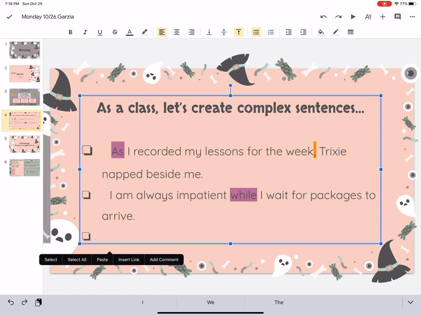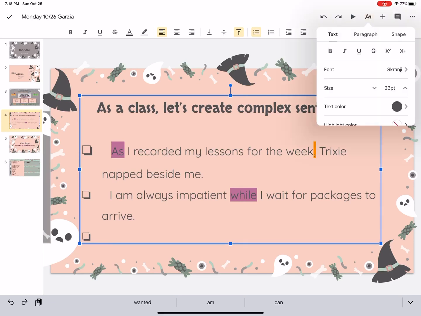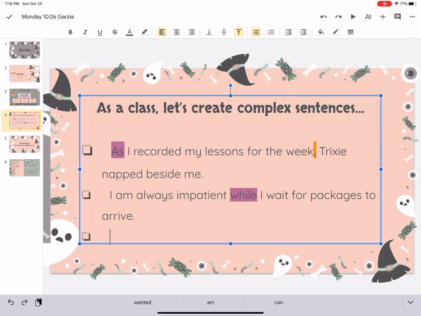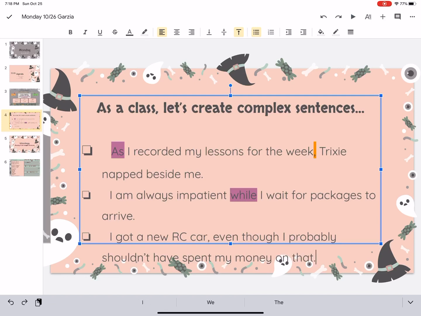I got a good one. Okay. Oh, darn font. Gets me every time. You guys probably think I'm super annoying with this. Okay. I got a new RC car, even though I probably shouldn't have spent my money on that. It's super cool, guys. It's a rock crawler. Okay, so here we go.